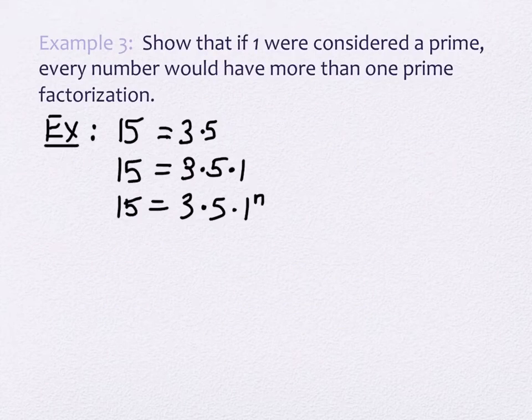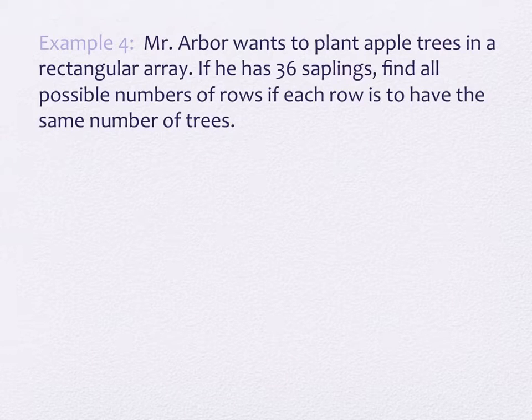All right, let me show you an application of factorization with an example 4. Example 4 says, Mr. Arbor wants to plant apple trees in a rectangular array. Okay, so rectangular array, we know what array models look like. If he has 36 saplings, find all possible numbers of rows if each row is to have the same number of trees. What is this asking you to do? Find factors of 36, and finding them in pairs actually makes the most sense, right?